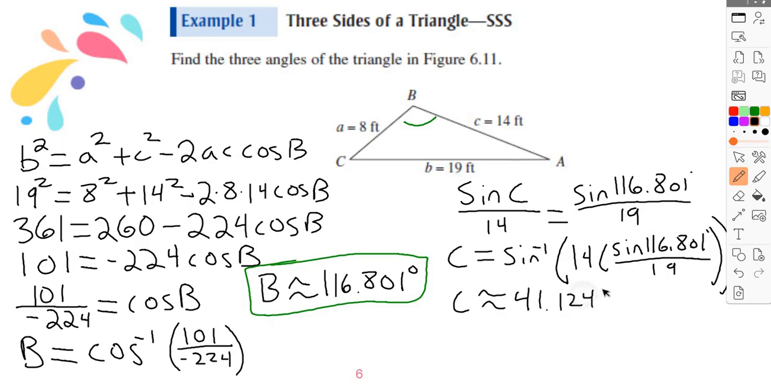41.24. Okay, which makes sense because again, B ended up being an obtuse angle, so C and A have to be acute angles. Do I have to use law of sines again? No. What can we do now? Just subtract from 180. So I have 180 minus B minus C. What do we get?